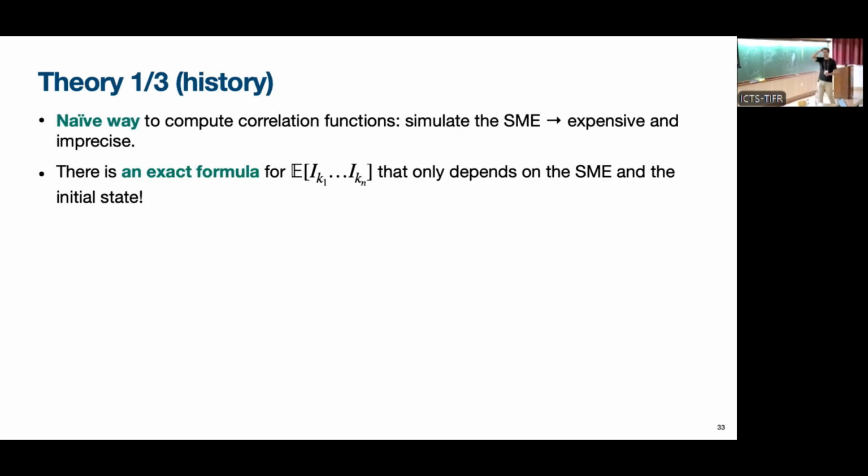All right, so what are these formulas? I have 3 slides on the theory. The first one is about the history. So first, maybe, okay, a naive way to compute these correlation functions would be to simulate the stochastic master equation for a lot of trajectories and average, but this is both expensive and imprecise. You will converge to the result in square root of the number of trajectories. And it turns out it's a bit of a miracle, but there is an exact formula to compute this quantity here. And you don't need to simulate trajectories. It only depends on the stochastic master equation and the initial state. So it's very, very efficient to compute.